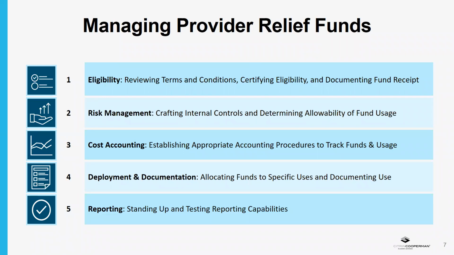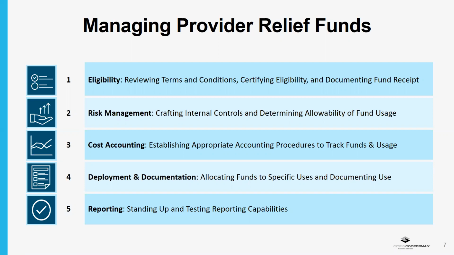The first step is really determining your eligibility to have received the funds, reviewing the terms and conditions, certifying eligibility, and documenting the receipt of the funds. The second step is critical, which is risk management, crafting internal controls and determining the allowability of fund usage.